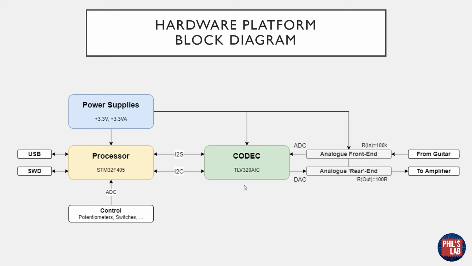So we stream this data from the codec back to the processor. The processor will apply some sort of effects and send it back via I2S to output it via the analog front end. We record data essentially from the guitar. We have a fairly high input impedance of 100 kilo ohms. We do some filtering and processing in the analog front end and into the codec. And on the other end, we have a low output impedance of 100 ohms, again, analog rear end, so to speak. And that goes to, for example, a guitar amplifier.